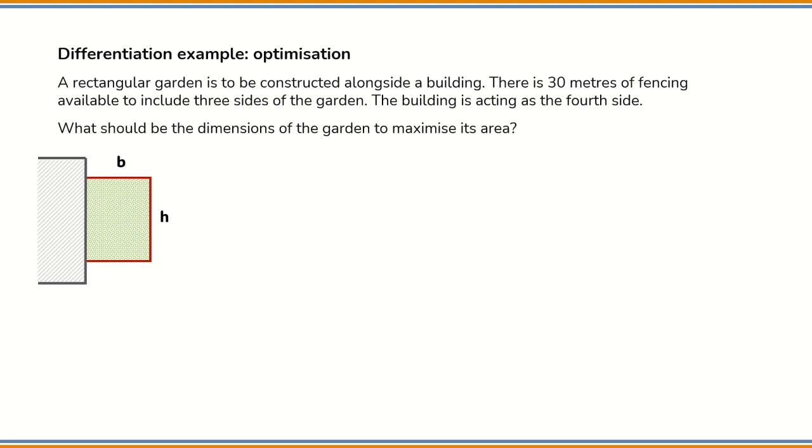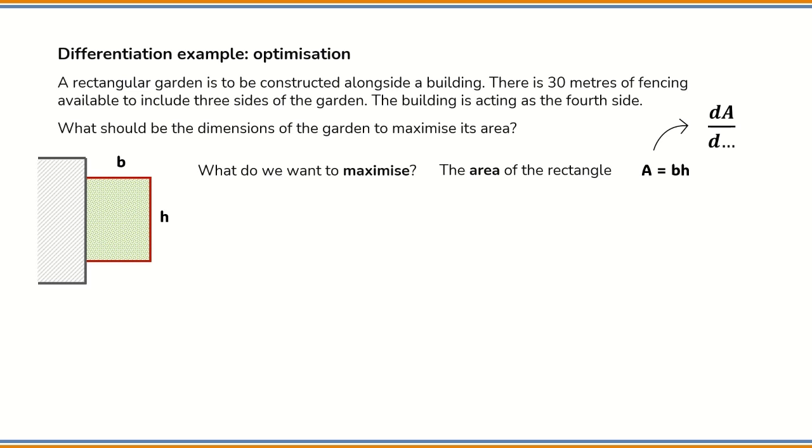When we have a problem of optimization, we need to find the answer for these 2 questions. The first one, what do we want to maximize? We want to maximize the area of the garden, the area of the rectangle. The formula of the area is base times height. What we want to maximize is what we will differentiate. We will differentiate A, the area, with respect to another variable. Here we have 2 variables, b and height.